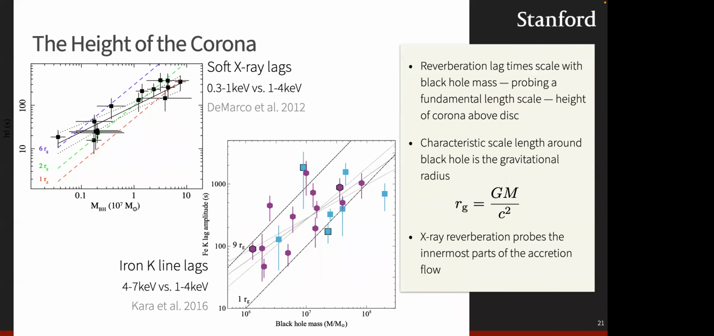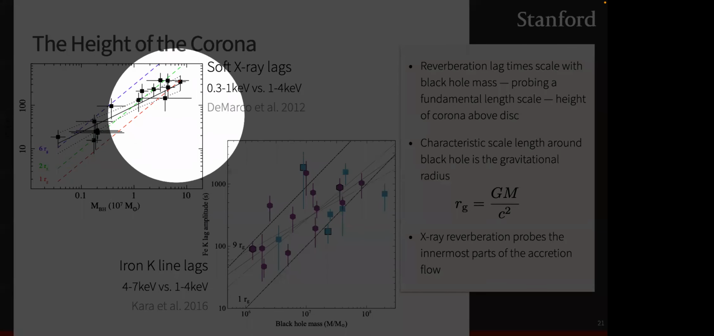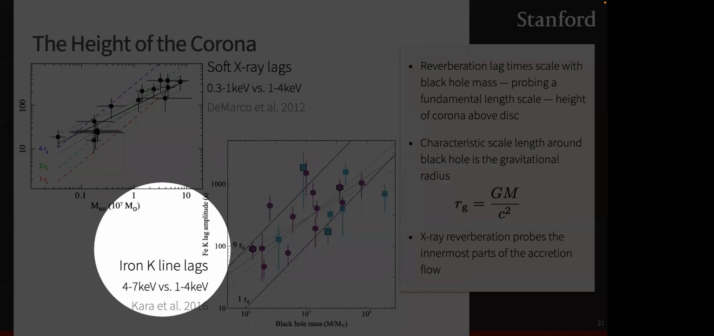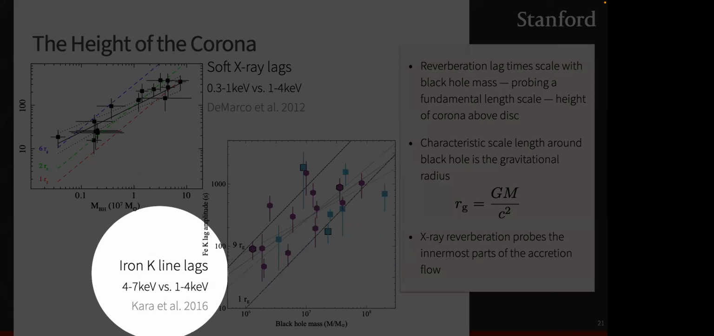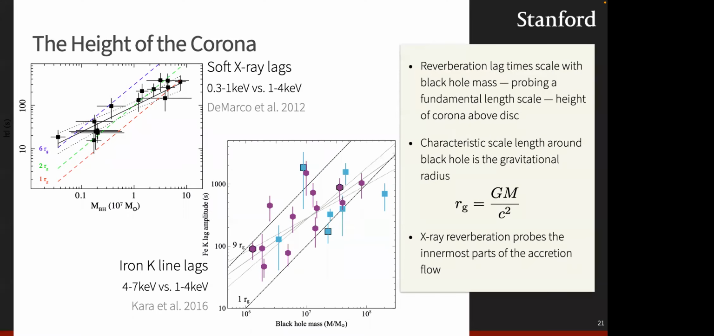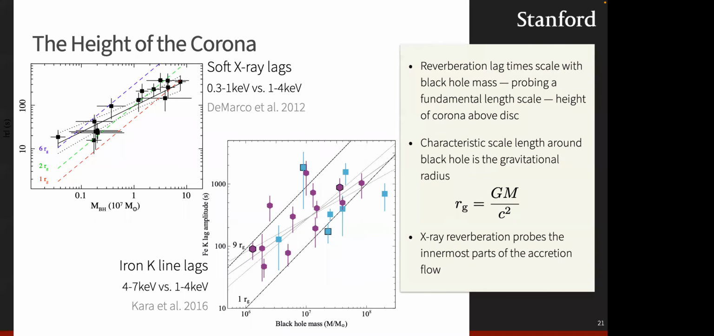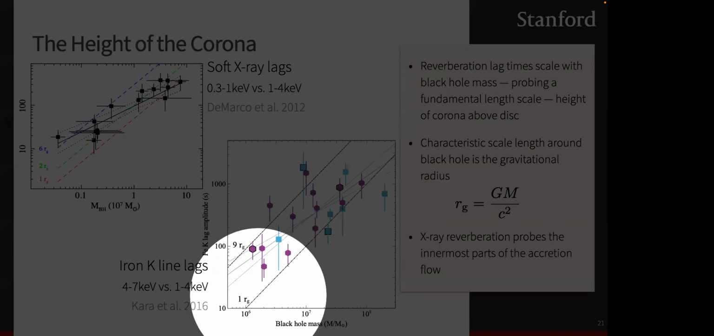What we can do is then measure these time lags. Here we have the soft X-ray time lag, between the soft X-ray reflection and the continuum, 0.3 to 1 keV versus 1 to 4 keV. And we can measure the iron K time lag, the 4 to 7 keV iron line versus the 1 to 4 keV continuum. These are samples put together by Barbara De Marco for the soft lags and Erin Kara for the iron K lags. We can plot the time lag we measure as a function of black hole mass in different black holes, and we see this nice correlation. The time lag approximately scales with the mass of the black hole.